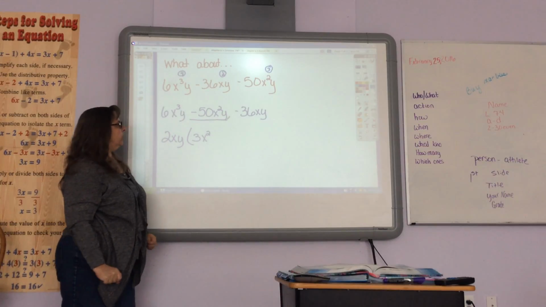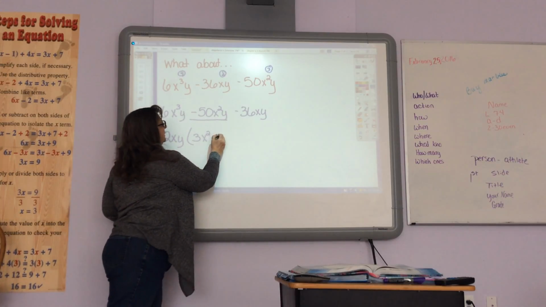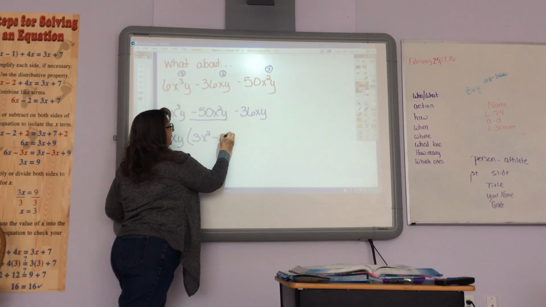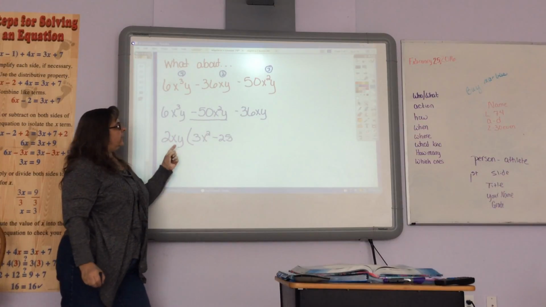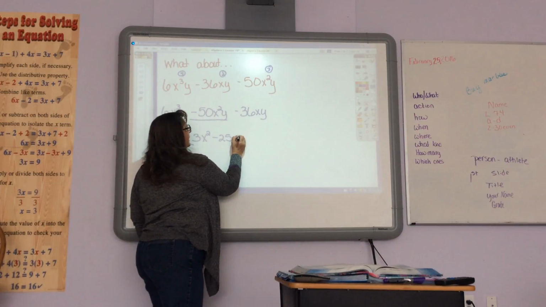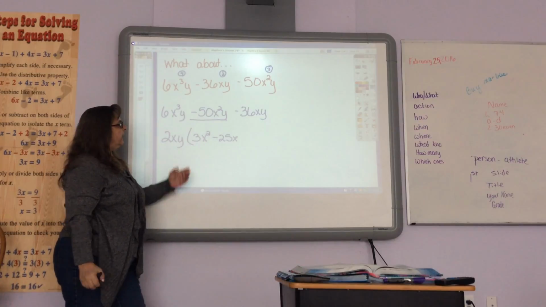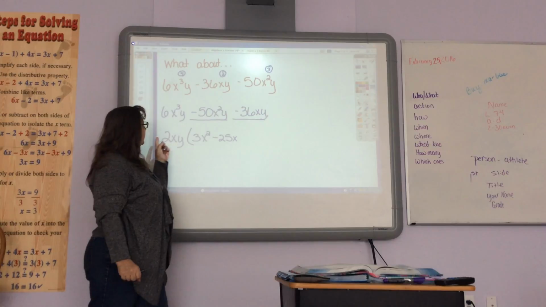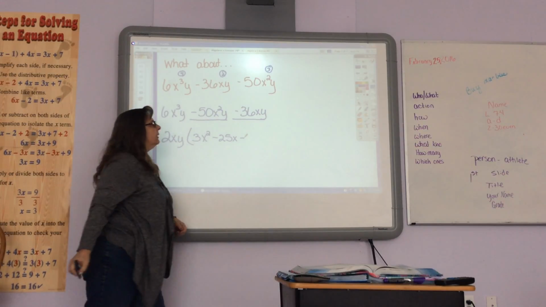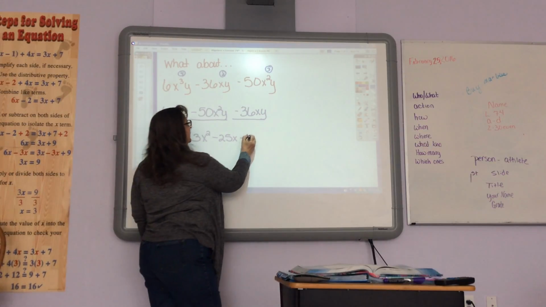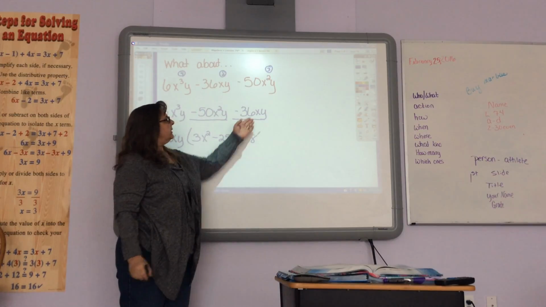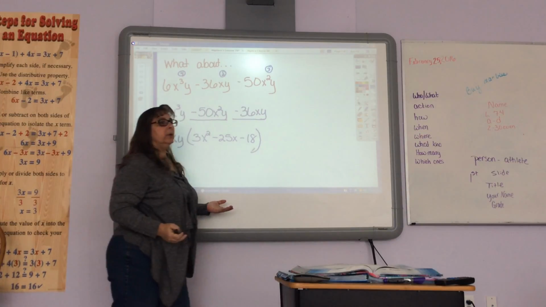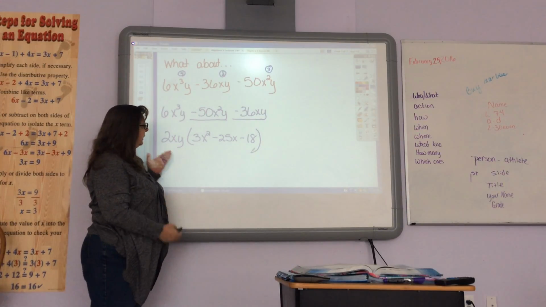Negative 50 x squared y. Negative divided by positive is negative. 50 divided by 2 is 25. X squared divided by x, 2 minus 1 is x to the first. Y divided by y is 1. Last term. Negative divided by positive is negative. 36 divided by 2 is 18. X divided by x is 1. Y divided by y is 1. We don't need to write those because 1 times anything is itself. And the problem is solved.